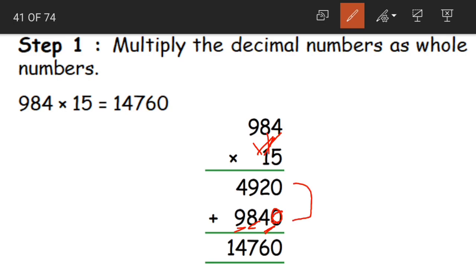Now we have the partial products here. We need to add them together. 0 plus 0, 0. 2 plus 4, 6. 9 plus 8, 17. 1 carried. 1 plus 4, 5. 5 plus 9, 14. So here we have 14,760 as our answer. But this is not the whole answer.